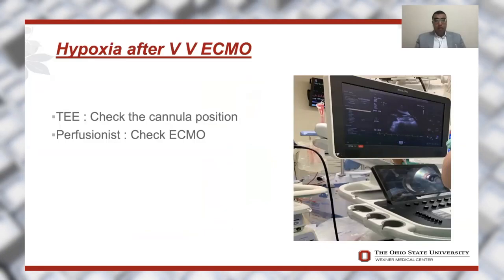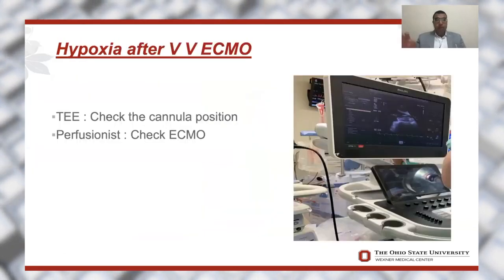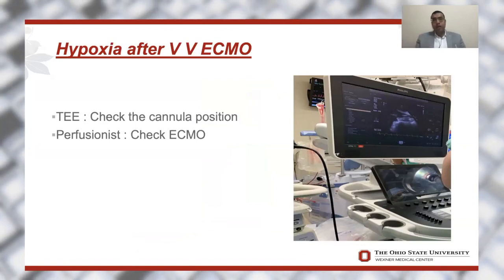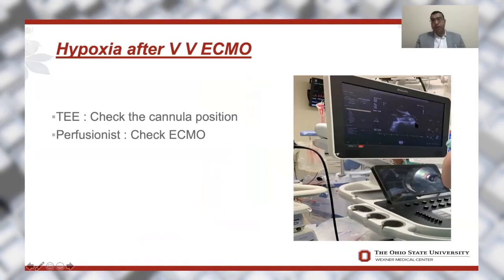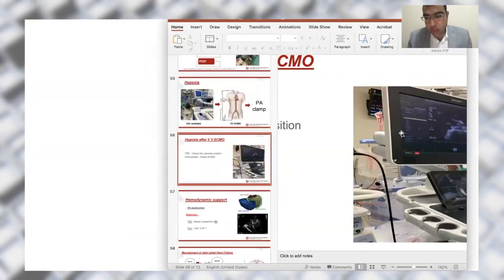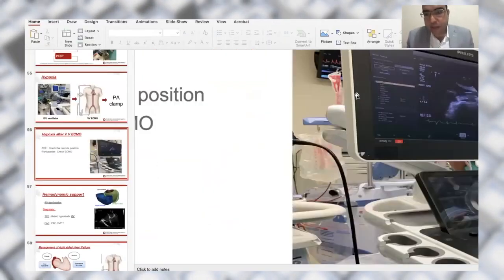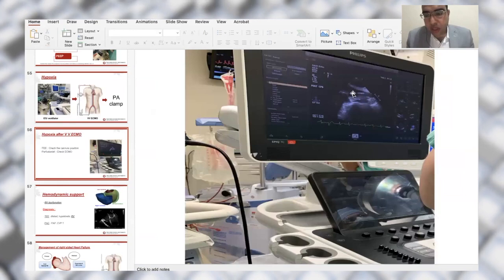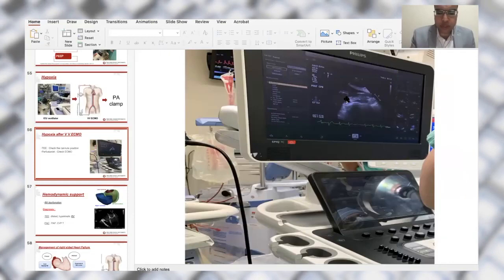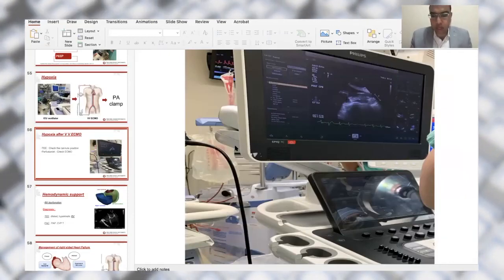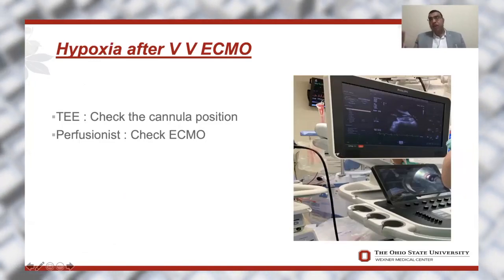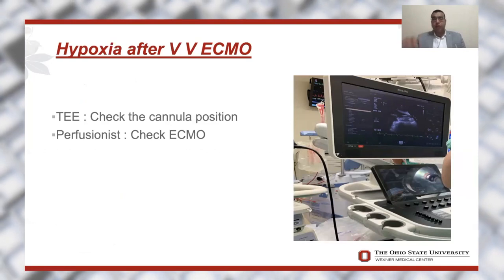ECMO doesn't mean the end of hypoxia. Is there hypoxia after VV ECMO? Yes. If there is hypoxia, please check the cannula position by the TEE. I think this photo is a nice one. We can just zoom in. Yes, this is the bicaval view. This is the cannula of the VV ECMO through the SVC. So you can see its position clearly. If the position is good, ask the perfusionist to check the ECMO. ECMO is like a ventilator. You can ask him to increase the FiO2.